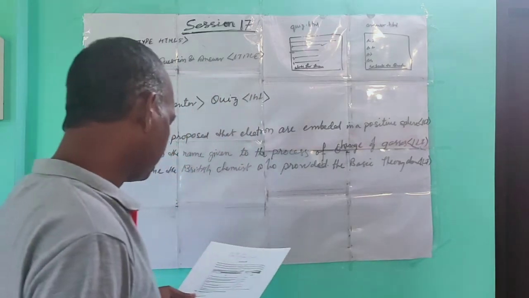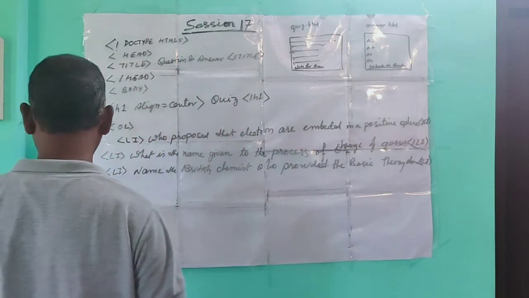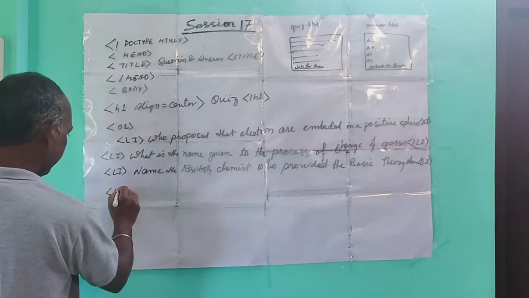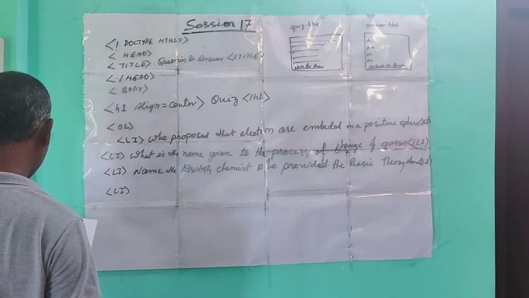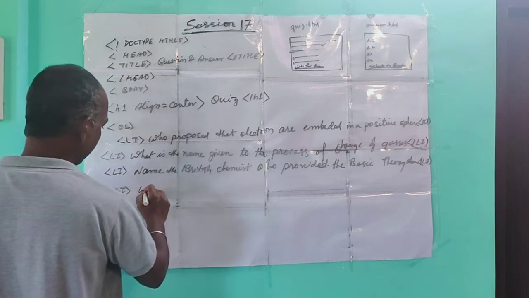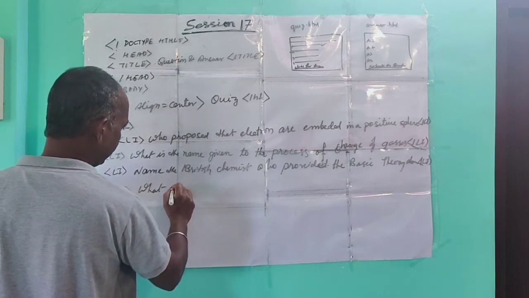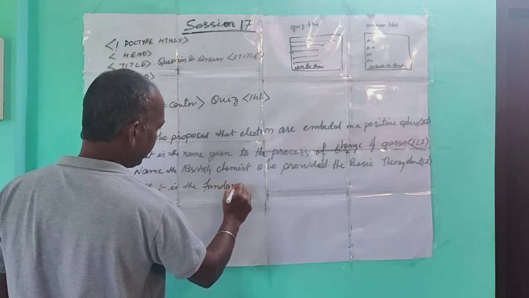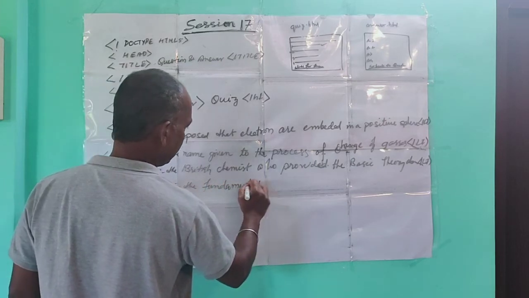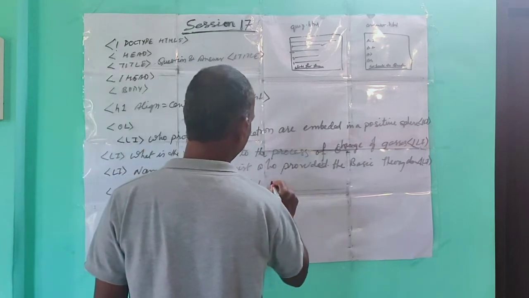This is the third question. The fourth one is LI: what is the fundamental unit of life?